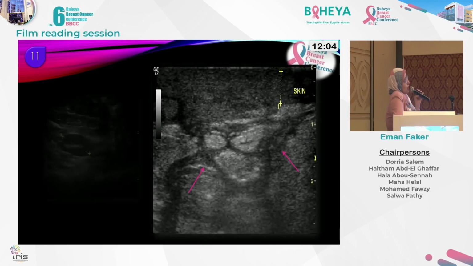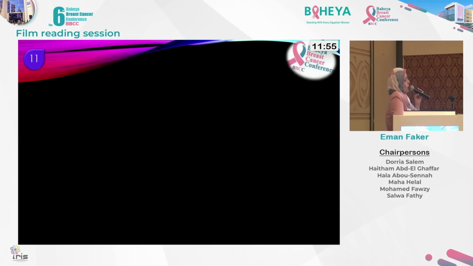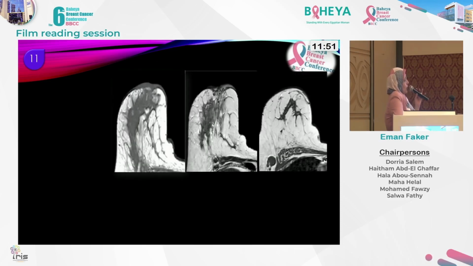There are inflammatory signs, and yet her lymph node is not infiltrated. It's just showing uniform cortical thickening with central fatty hilum, but still it's suspicious. We performed an MRI because it was an indeterminate lesion.